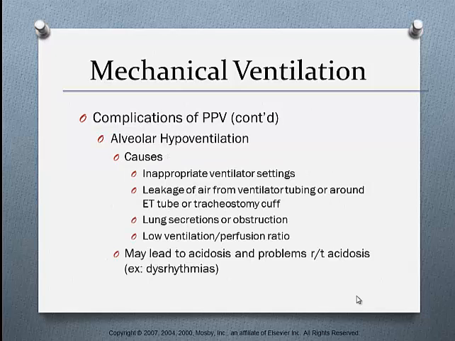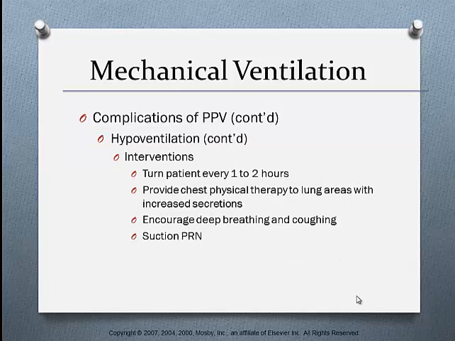Alveolar hypoventilation. Causes are inappropriate ventilator settings, leakage of air from the ventilator tubing around the ET tube or the tracheostomy cuff, lung secretions or obstruction, low ventilation perfusion ratios, and it can lead to acidosis and problems related to acidosis.